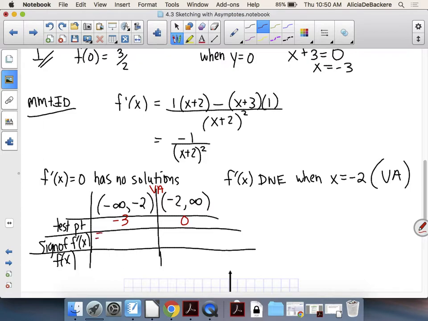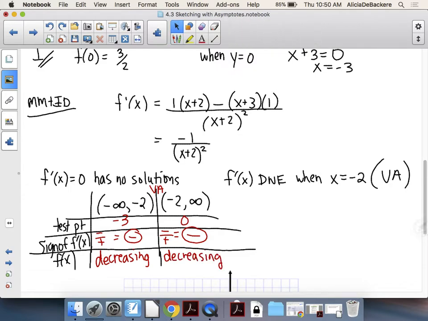The top of the derivative is always negative because it's -1. And then plugging in -3 on the bottom, I'm actually going to square whatever's on the bottom. So I actually don't care what I'm plugging in. The top is always going to be negative and the bottom's always going to be positive because we're squaring. So on both sides here, I end up with a decreasing function. So we've got our intervals of decrease.